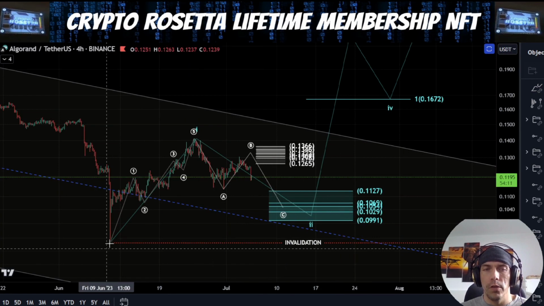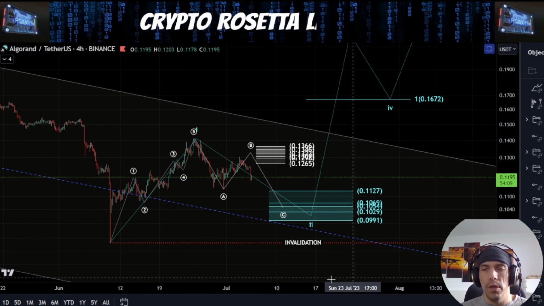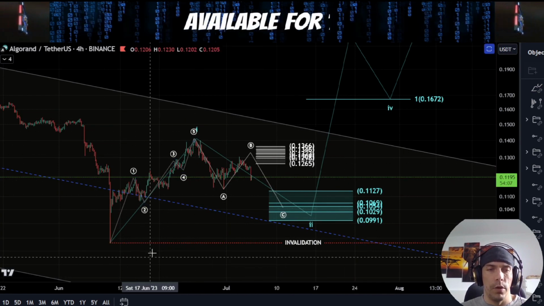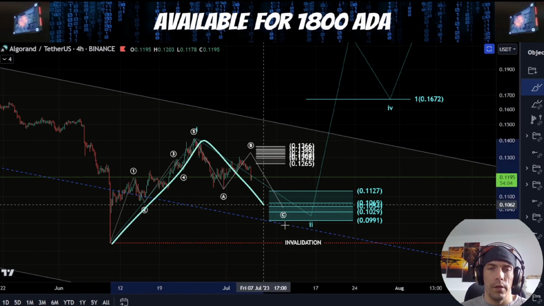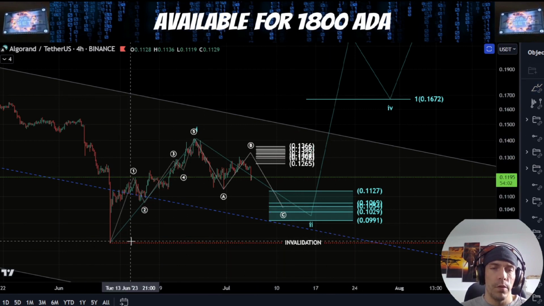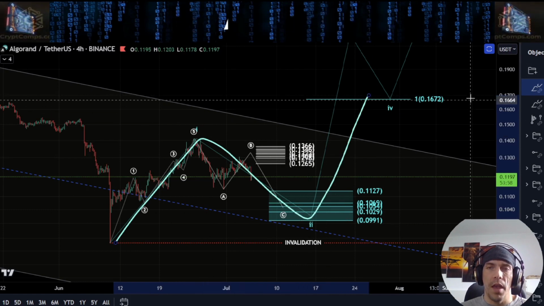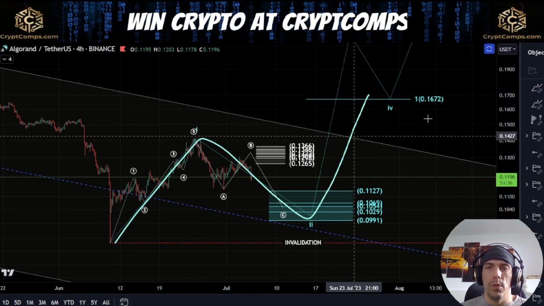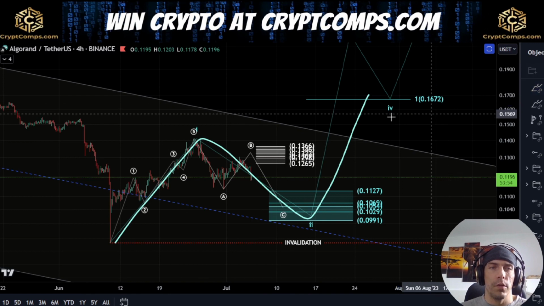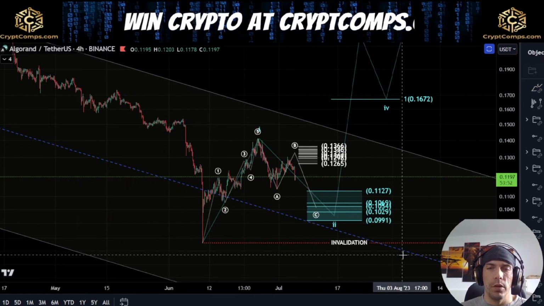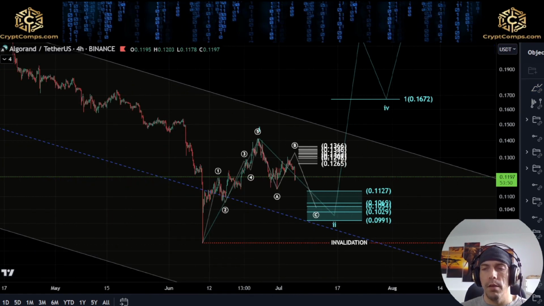Now, invalidation of this as any kind of impulse would be this 0901. Taking the low would invalidate this potential of anything impulsive to the upside. Though, even though we are looking for an impulse here, it could also still just be ABC, where we see this 1-to-1 come in here towards a 1672 level before that possibility of continuation down. So we need to be careful of that.